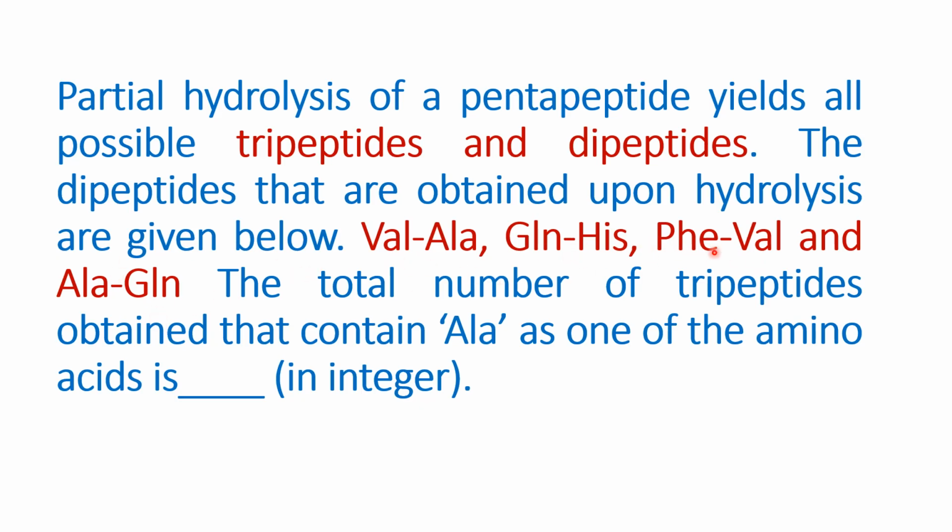So using the fragments of dipeptides, we can propose the possible sequence of the pentapeptide, and based on the pentapeptide sequence, we can propose the possible tripeptide fragments. So in this particular question, first we will use this data to find the pentapeptide sequence, and from the pentapeptide sequence, we will find how many tripeptide fragments can be obtained that contain alanine as the residue. So let's see the question.